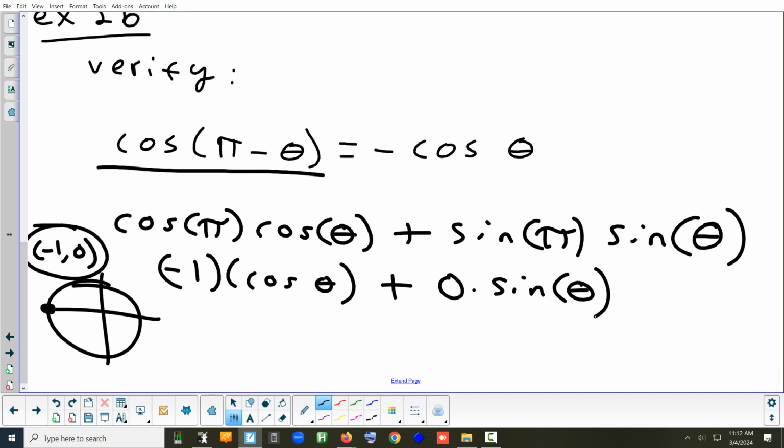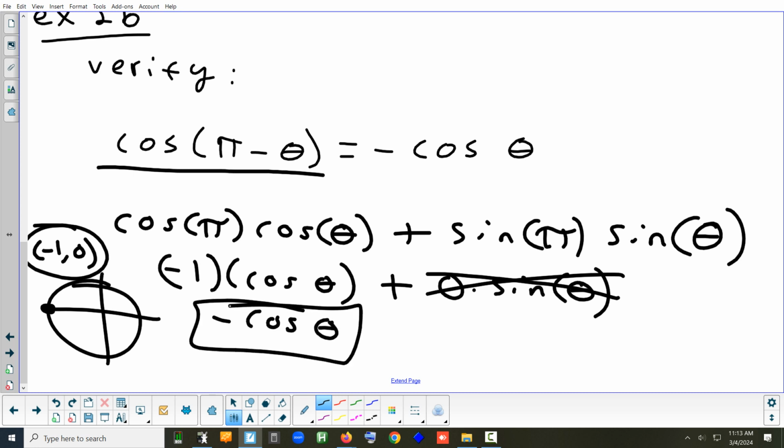Okay, and what's going to happen there? 0 times sine is 0. Yes, that's gone. Cosine theta times negative 1 is negative cosine theta. So the formula worked exactly the way it should. So you'll have a couple on the test just like that. What I'll probably do is give you something like what's on the left, and I'll say, write out the first step, like if you were going to prove it. So you'd have to write out maybe something like this. Any question on that?